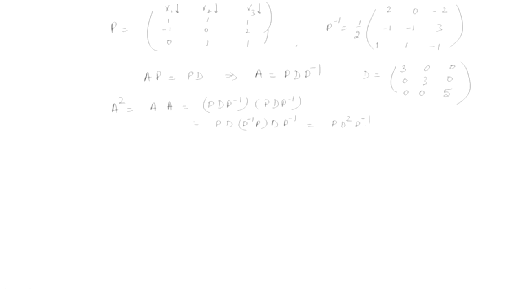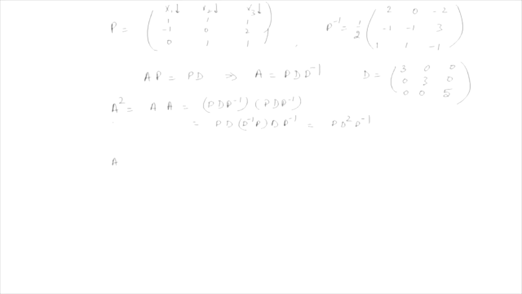That means A squared is also diagonalizable. Similarly, if you proceed like this, what is A raised to power k? It is P D raised to power k into P inverse. Suppose you want to find A raised to power 10. It is P D raised to power 10 into P inverse. And what is D raised to power 10? It is 3 raised to power 10, 0, 0, 0, 3 raised to power 10, 0, 0, 0, 5 raised to power 10. P we know, P inverse we know, D raised to power 10 we know.